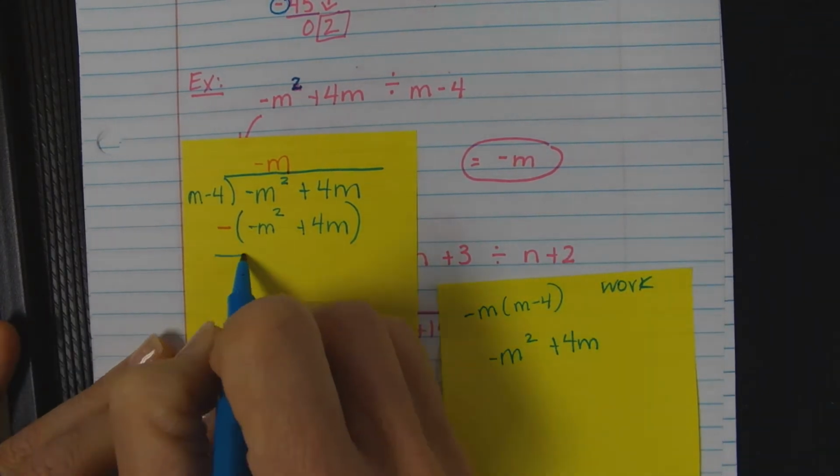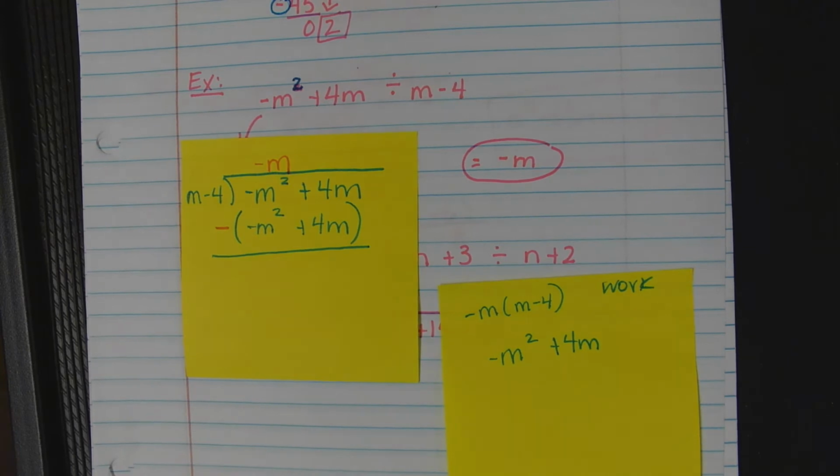All right, and we're going to subtract. Did you distribute the negative m to 4m or just? So I'm distributing negative m times m, negative m squared. Negative m times negative 4 is positive 4m. That's what's up there. So you're just basically copying down what you have up there.